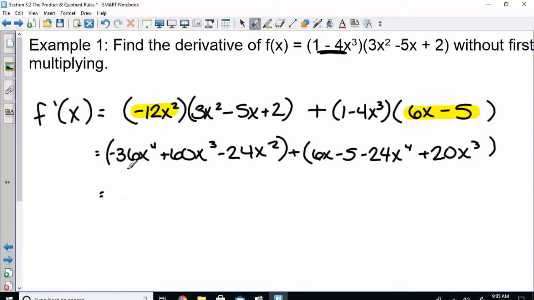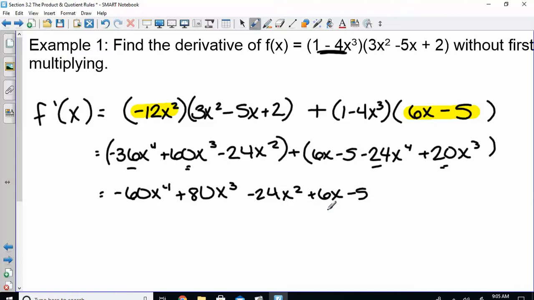Add like terms, so negative 36x to the 4th and negative 24x to the 4th is negative 60x to the 4th, 60x cubed and 20x cubed, 80x cubed, and 24x squared, plus 6x minus 5. Okay, you would get the exact same thing if you distributed at the very beginning of this problem and then did the derivative of each term.